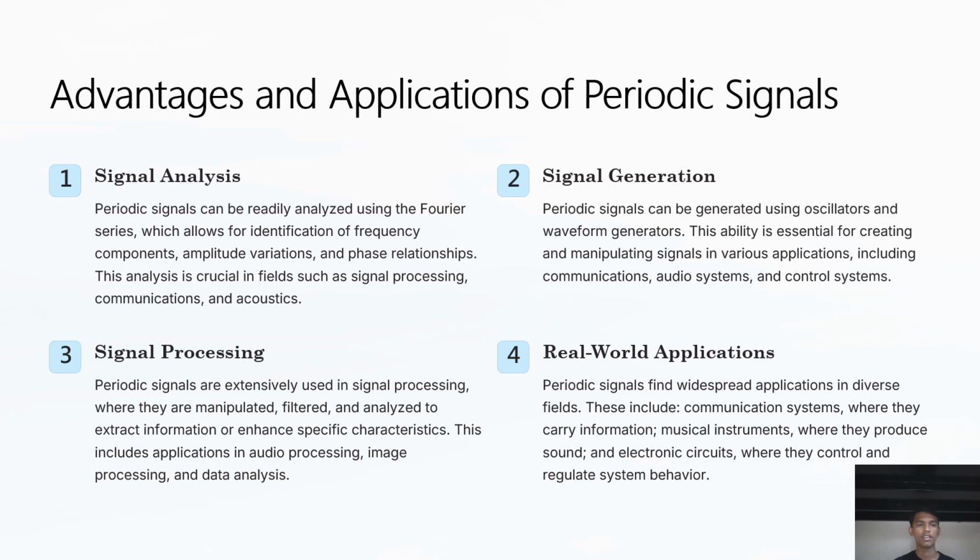Signal processing: periodic signals are extensively used in signal processing, where they are manipulated, filtered, and analyzed to extract information or enhance specific characteristics. This includes applications in audio processing, image processing, and data analysis.